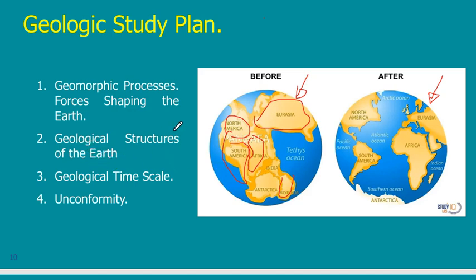Then geologic structures of the earth. When these geomorphic processes happened, of course, geomorphic processes are divided, we are going to take this into two types. But after the geomorphic processes happened, it resulted in geologic structures.